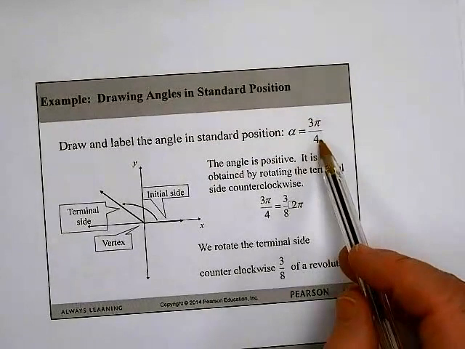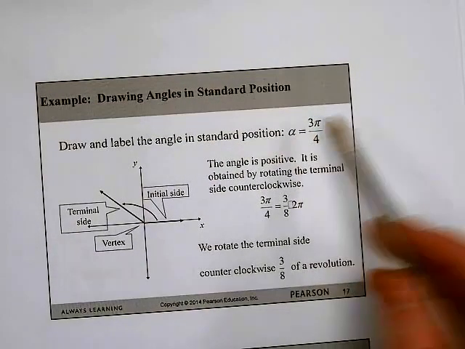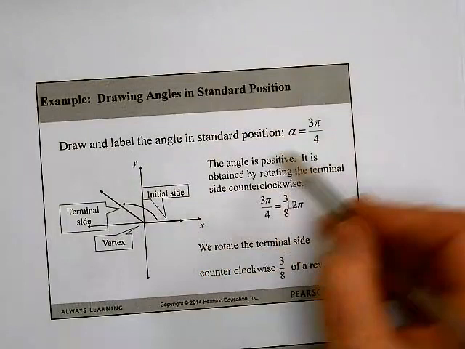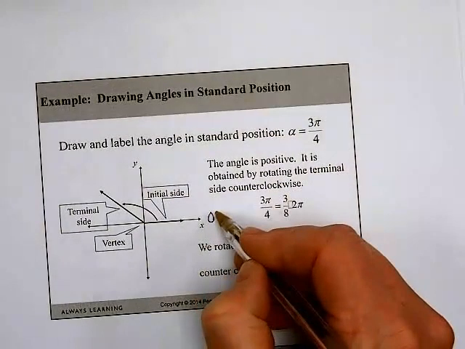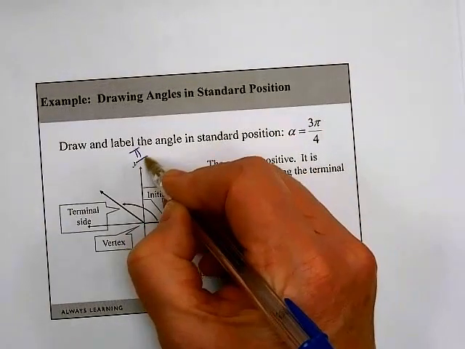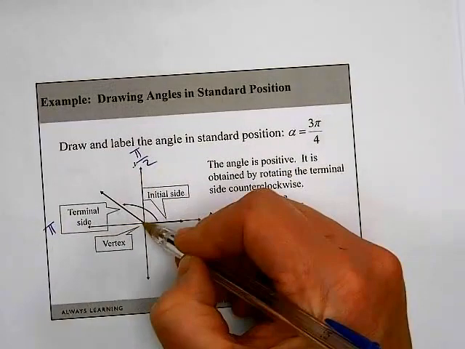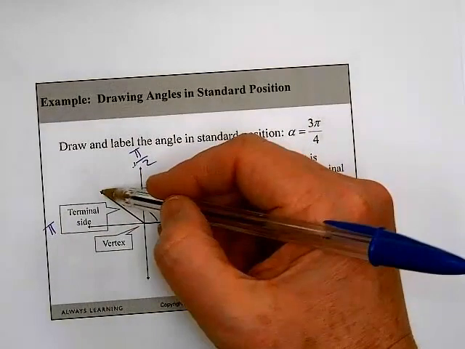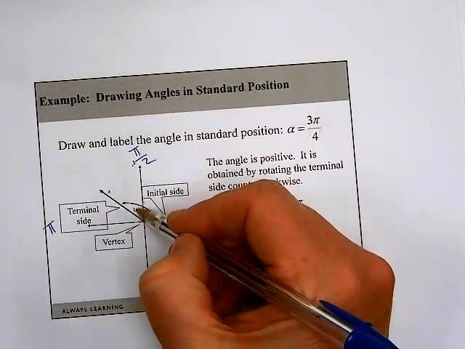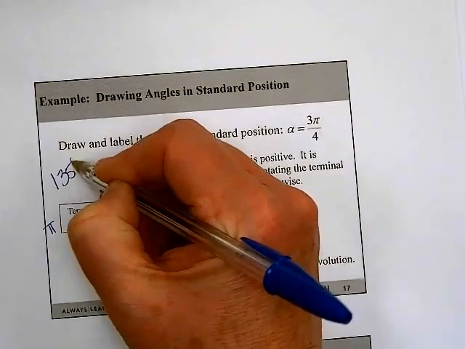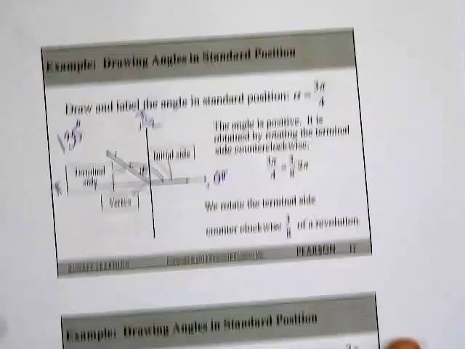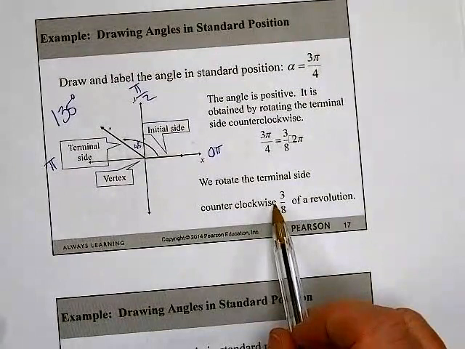Alpha is 3/4 pi. Well, we're a positive angle, so we're going counterclockwise. I always say this is 0 pi, this is pi over 2, and this is 1 pi. So 3/4 pi is 90 plus another 45. That's 135 degrees. It is 3/8 of the way around the circle.